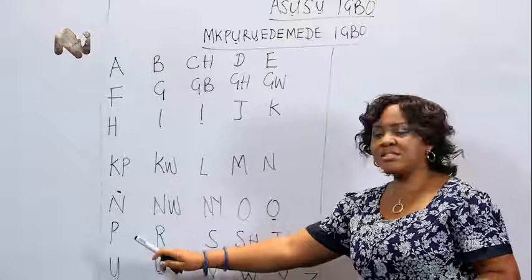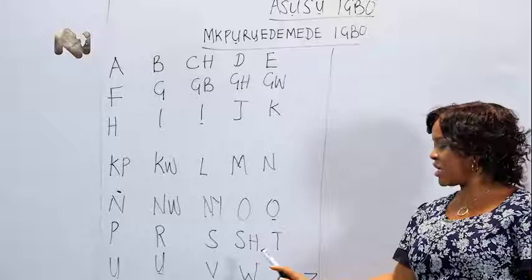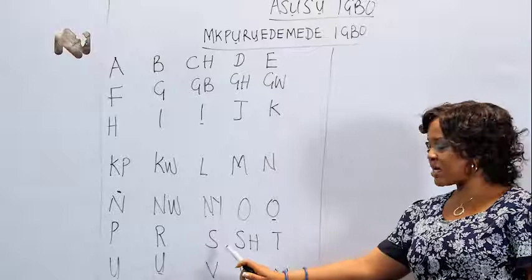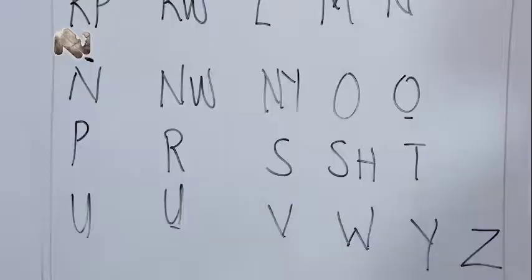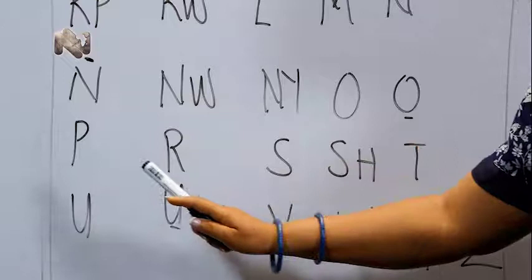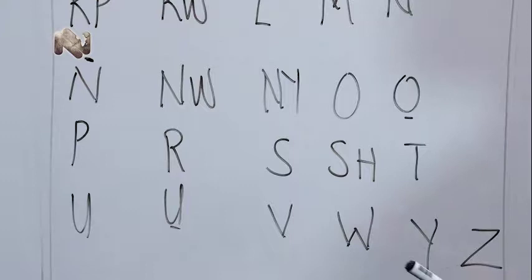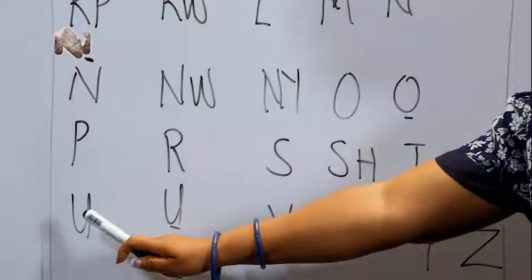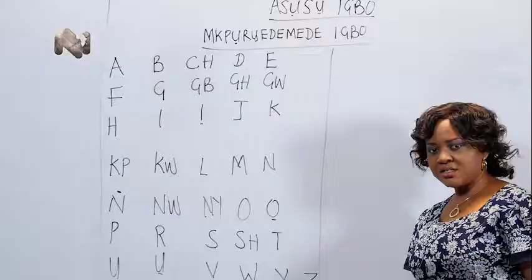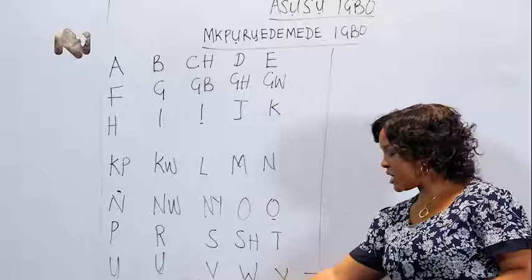The next one is P, R, S, Sh, T. Again. And the last one, U, Ụ, because of the dot there. U, Ụ, V, W, Y, Z. Let's take it again. U, Ụ, V, W, Y, Z.